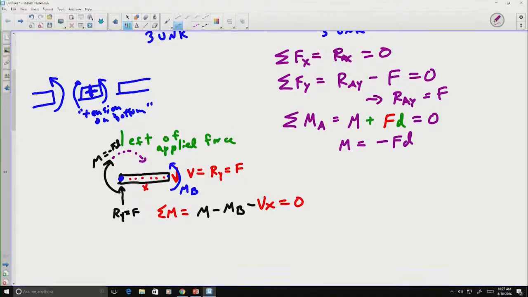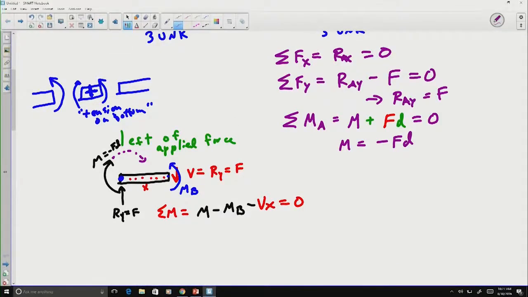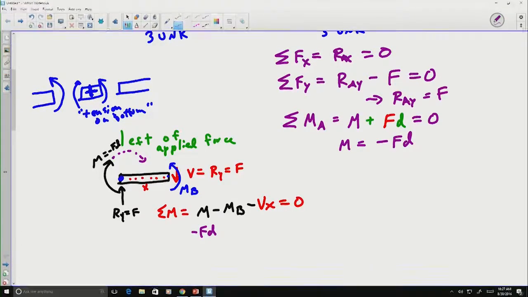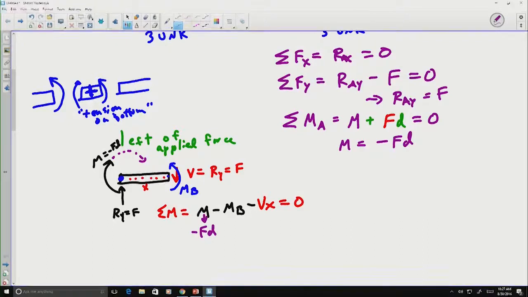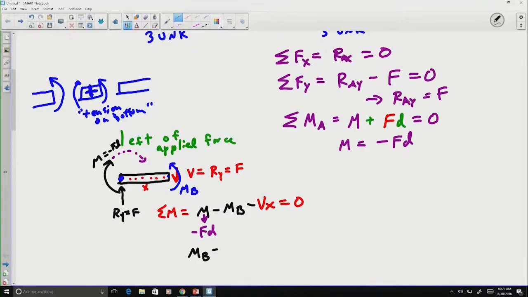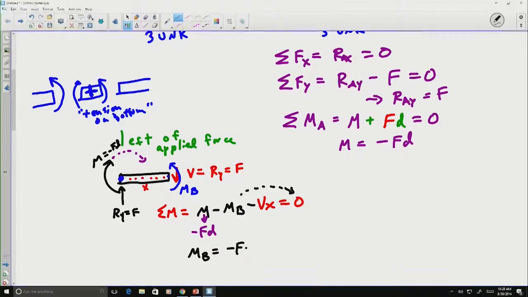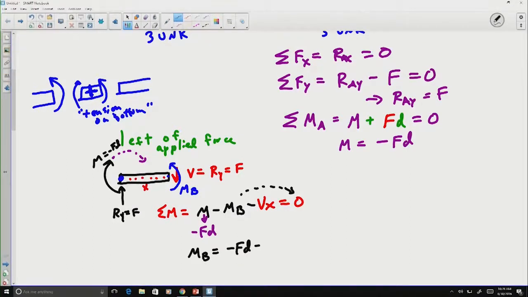Well, let's plug in what we know. We know that the moment here is negative FD. We defined it as positive. We kept it as clockwise here, but we know that it has a negative value, that it's actually acting in a counterclockwise fashion. And if we replace this M with negative FD and we solve, we find out that our internal moment must be equal to, let's move that over to this side of the equation, negative FD minus V times X.